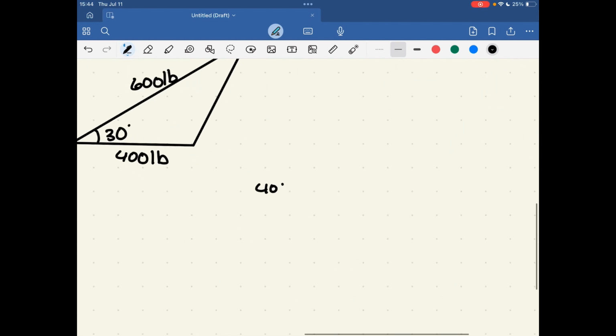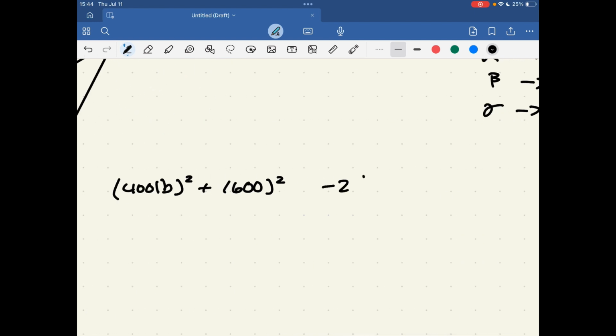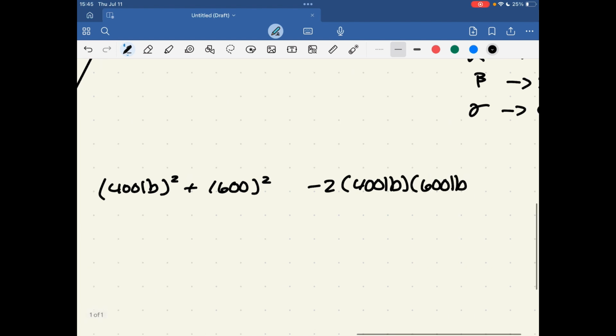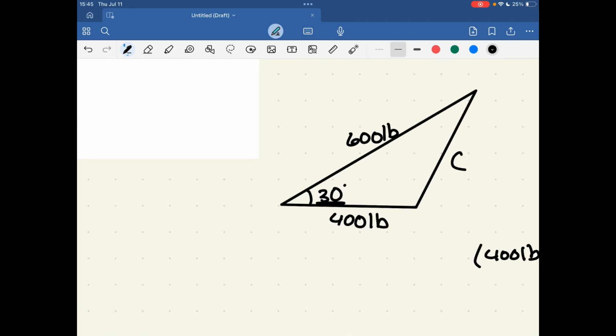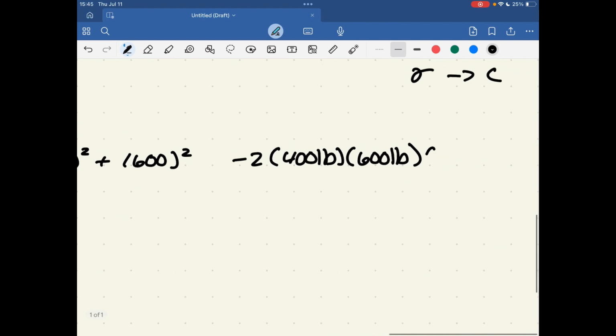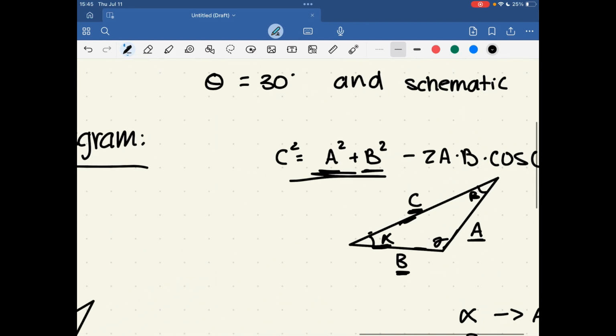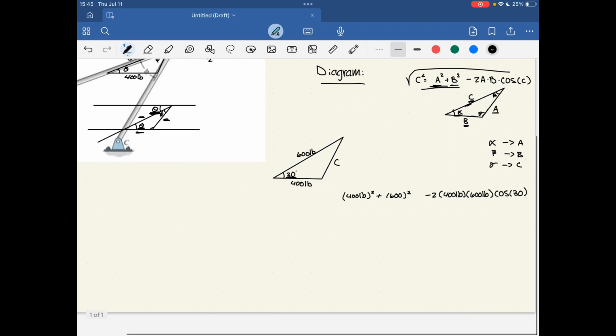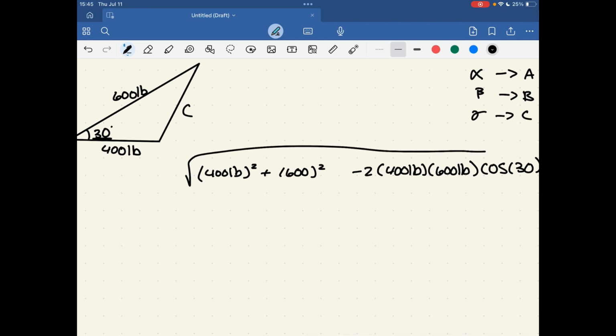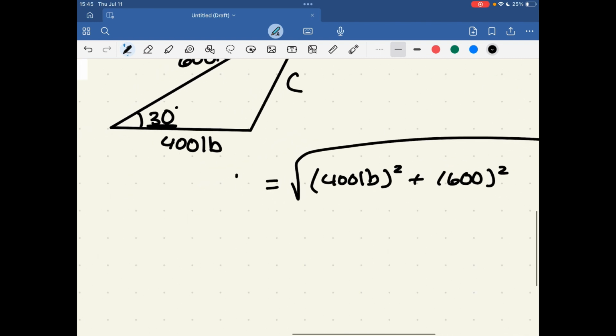So that's 400 pounds squared plus 600 pounds squared minus 2 times 400 pounds times 600 pounds multiplied by cosine theta, because that opens up to C. So cosine of 30 degrees. This equation is originally like this. So if we want to find normal C, we just square the whole thing. Well, not square, we square root the whole thing. This would give us our answer of C.